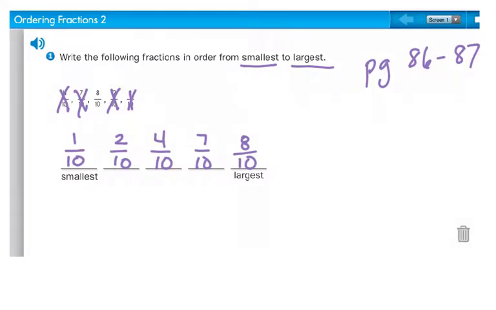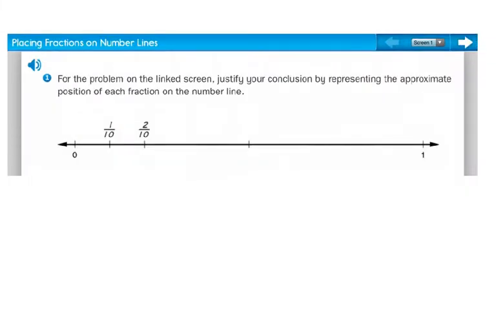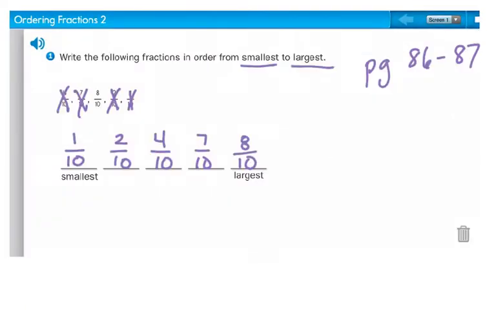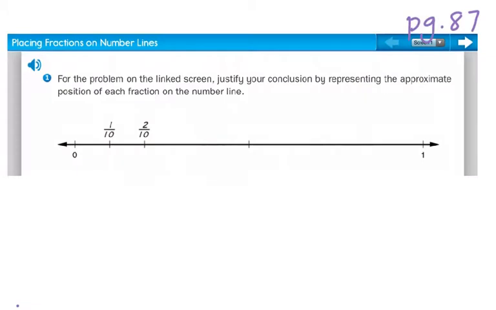Now, directly across from it on page 87, you're going to see a number line. It says, for the problems on the linked screen, which you don't have, but on the previous screen, justify your conclusion by representing the approximate position for each fraction on the number line. So we're going to use all of these fractions, 1/10, 2/10, 4/10, 7/10, and 8/10, and put them on the fraction line. So halfway would be 5/10, just so you know that.